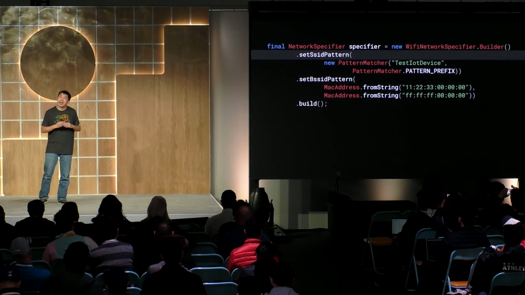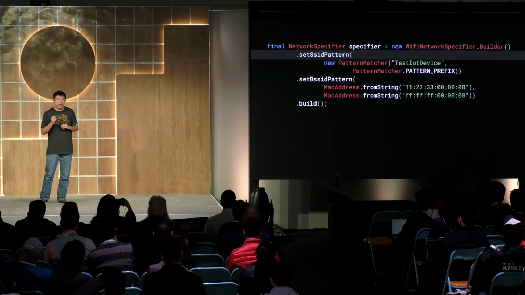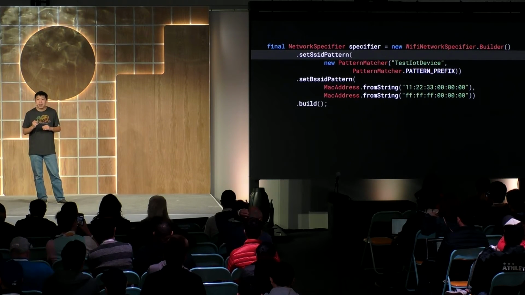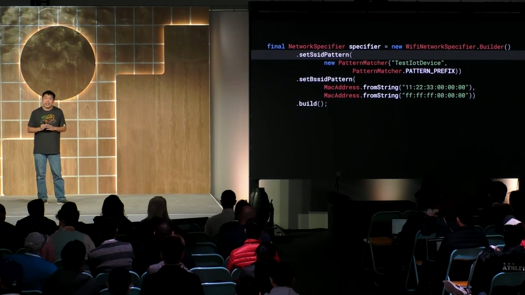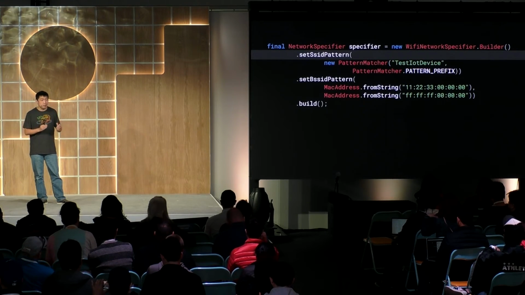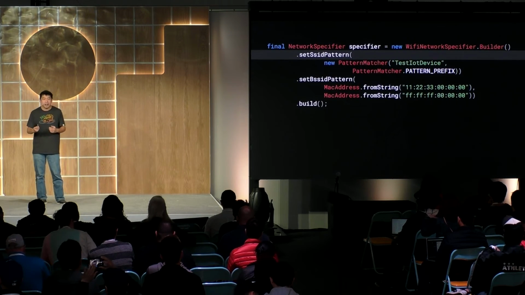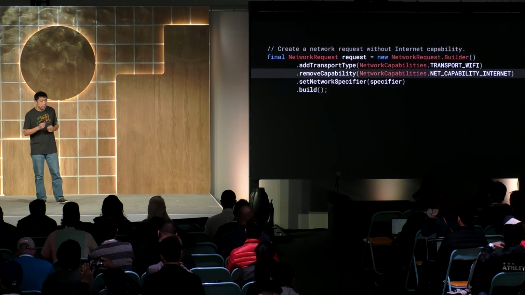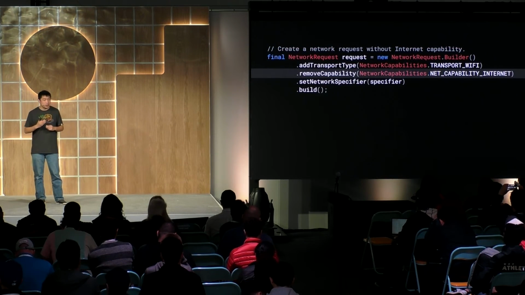Now let's take a look at how to use this API. First, you'll need to create a Wi-Fi network specifier and specify how you find the peer devices. You can either set the SSID pattern or BSSID pattern as a regular expression to match the Wi-Fi devices you want to find. Next, create a network request using the network specifier.